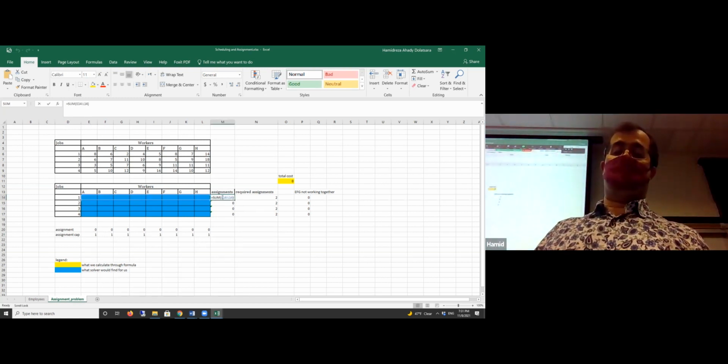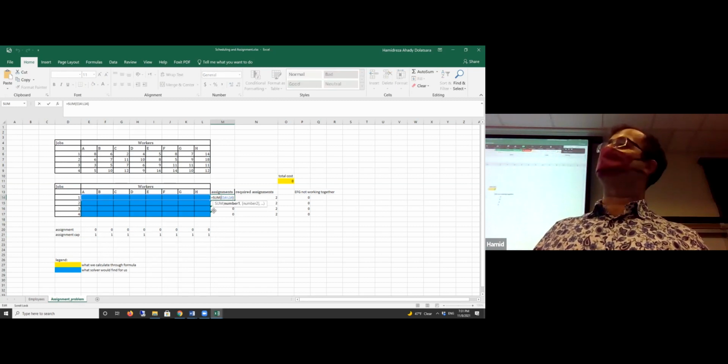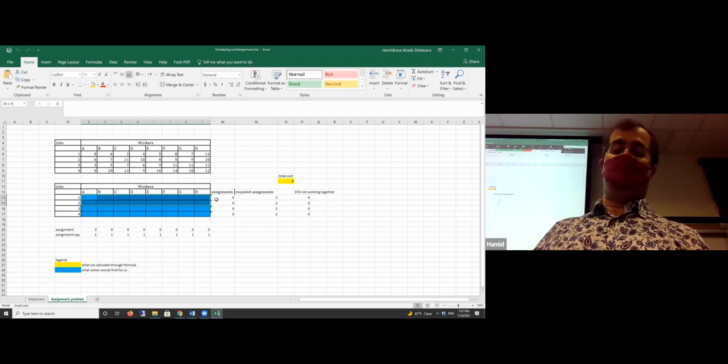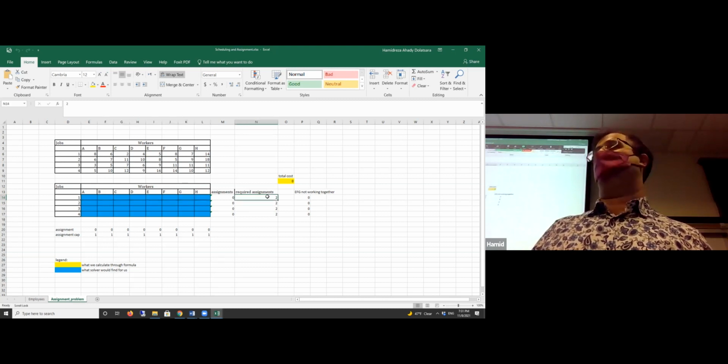Also, you have a row summation here. It takes care of each job. For example, for job 1, you sum up all of the workers assigned to it, and you check that it should be equal to 2, because based on your policy, each job should be assigned to 2 workers.